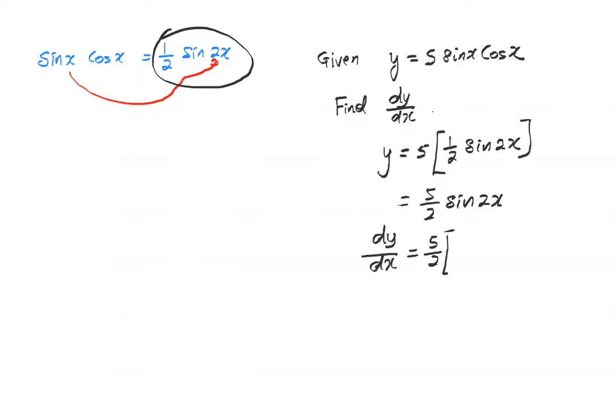You differentiate sin, you get cos. Then you differentiate 2x, you get 2. So the answer is 5 cos 2x. That is how you use a double angle formula.